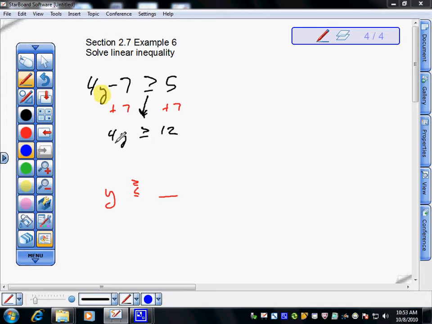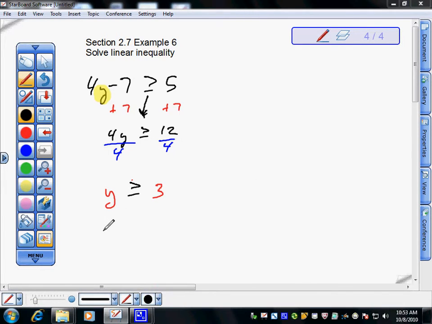I've now added my 7. I now need to get rid of my 4, so I'm going to divide it away. And at the end of the problem, my symbols haven't changed. This is all fair and legal because I divided by a positive 4, so my symbol is going to actually stay the same. I've isolated my y variable, and now I've got 12 divided by 4 giving me 3.